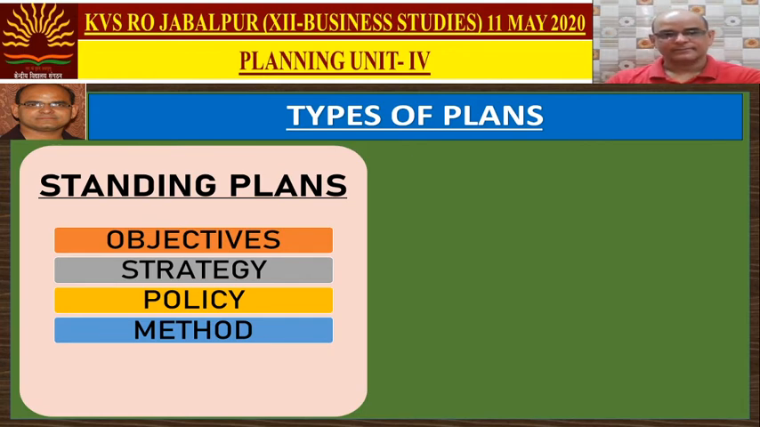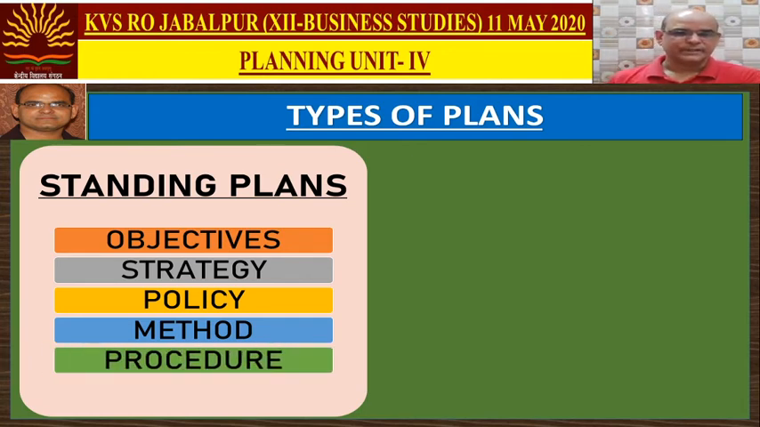Then we come to procedure. For procedure, dear students, the key point is sequence of activities. Sequence of activities means in what order the things will be performed. Procedure is that plan which tells about the sequence of activities. For example, there may be selection procedure, loan procedure, admission procedure, and in class 11th you have already studied two procedures: import procedure and export procedure.